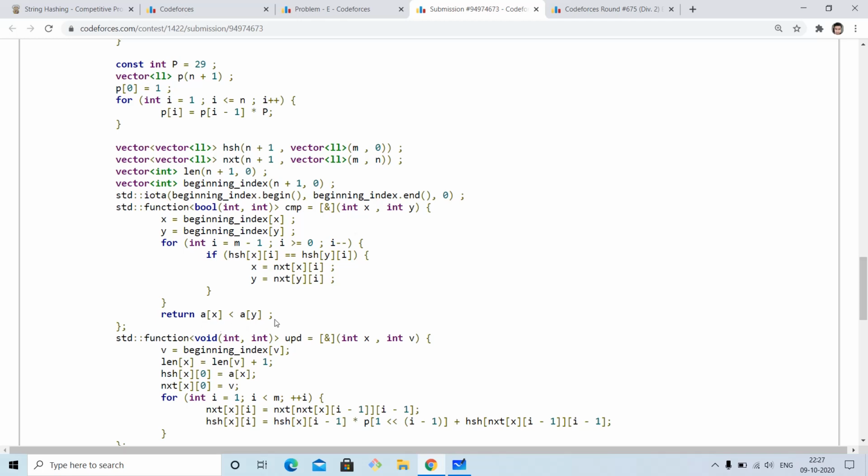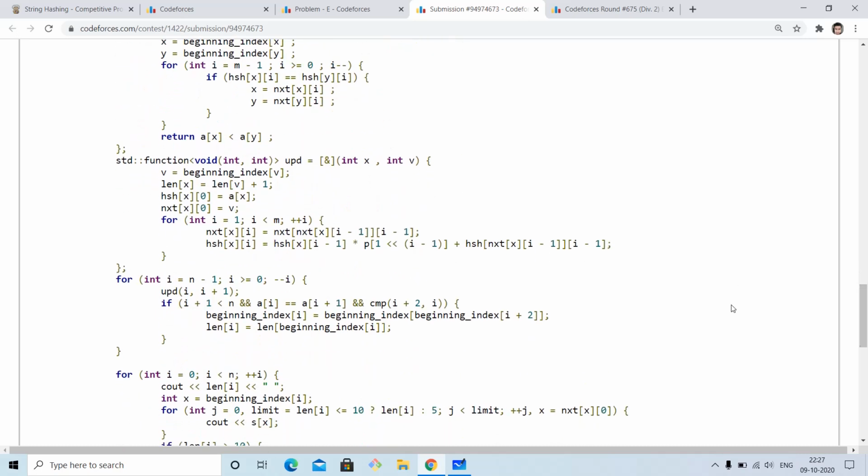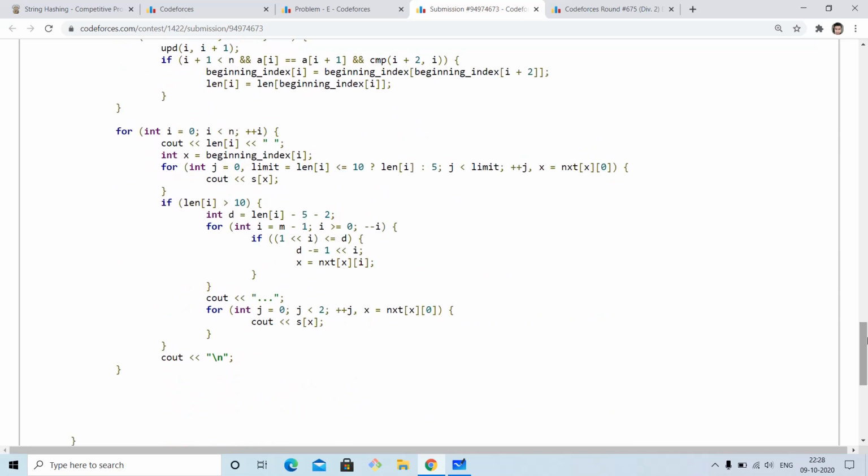If ax is less than ay, it means that the position I is less than I plus 2. But here we are using I plus 2 and I, so that is the inverse of that. So after that we know the answer of all the things, so we have to just output the answer.